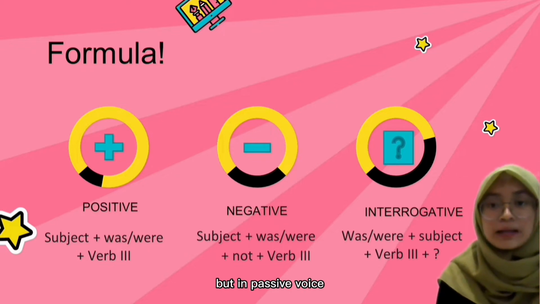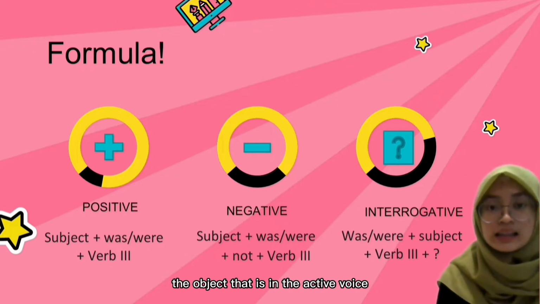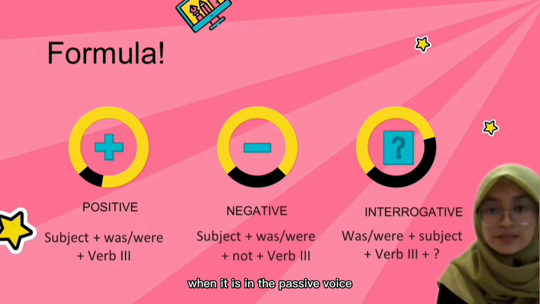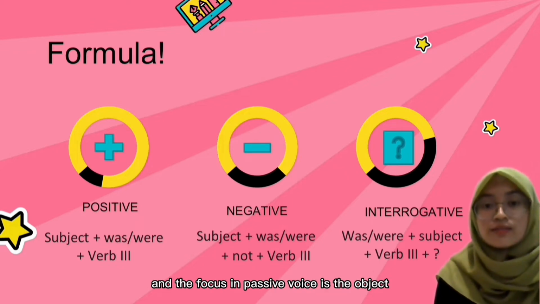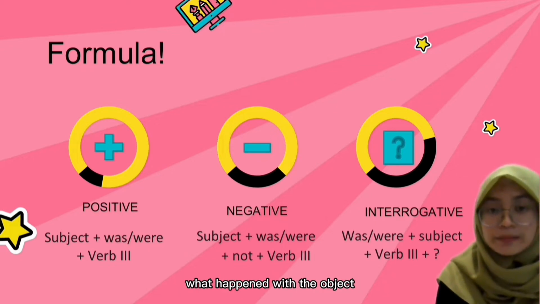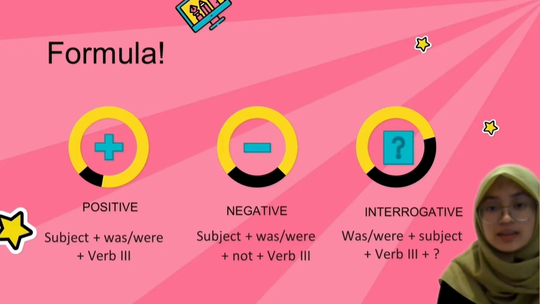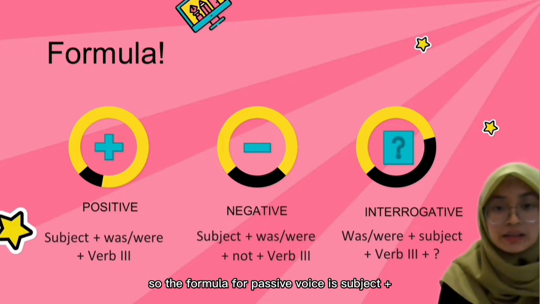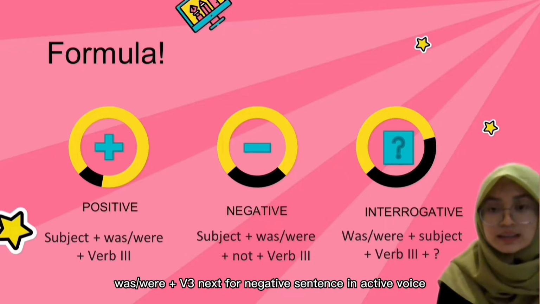But in passive voice, the object that is in the active voice will be changed to the subject when it is in the passive voice. And the focus in passive voice is the object. What happened with the object? So, the formula for passive voice is subject plus was/were plus verb 3.